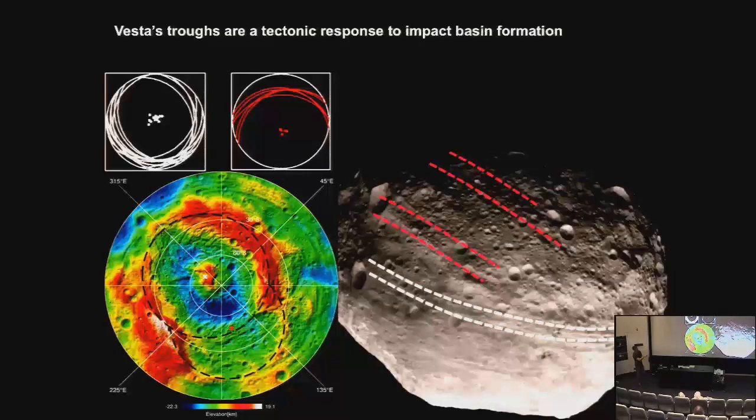So all these grooves are basically just circumferential to Rhea Silvia. All the ones that are mapped in red here are circumferential to this much older impact basin that's down here that Rhea Silvia overprinted to some extent. So most of the geology of Vesta, the physical geology, can be explained in impacts, some of them giant impacts, and the chemical geology in terms of this ancient volcanism that's going on.